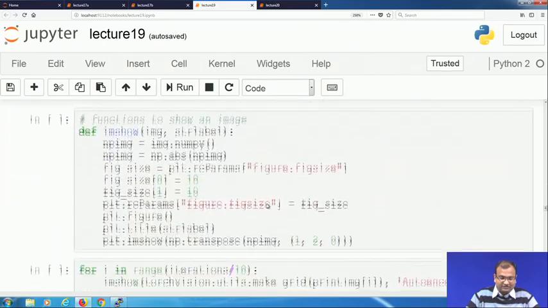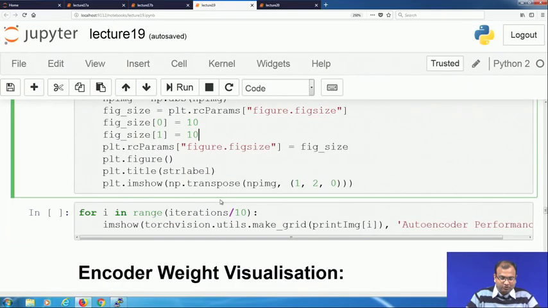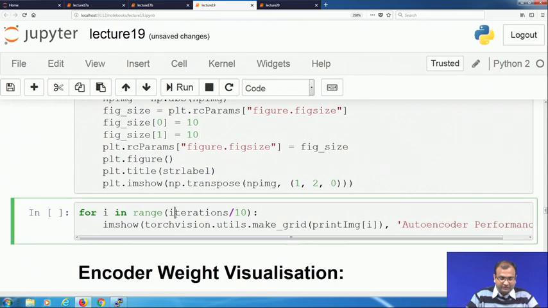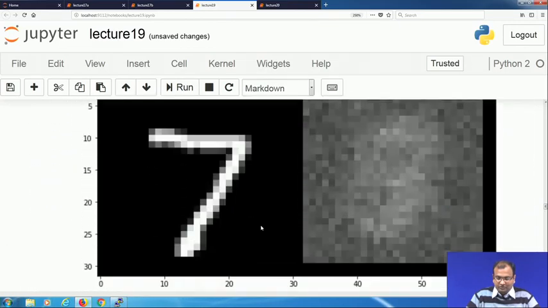So here also it's something of the same sort. Now here, in order to look into the performance of my autoencoder, I would just like to check it out. So let's look into the performance of the autoencoder.